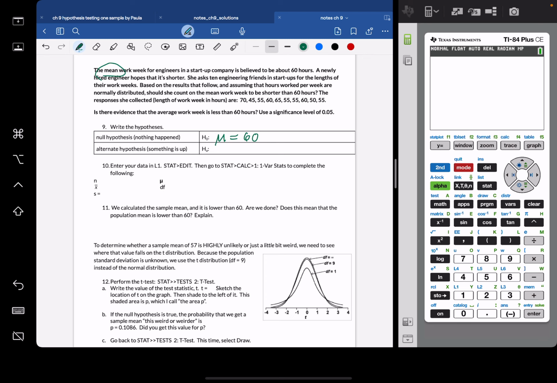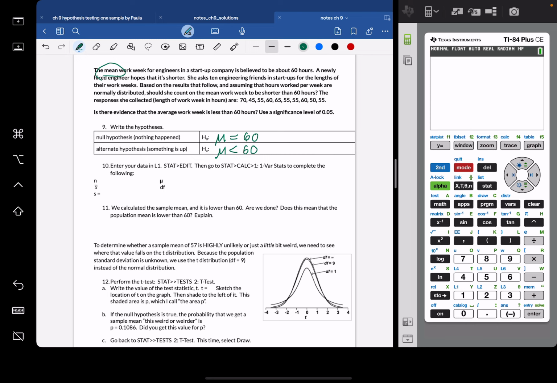She asks 10 engineering friends for the lengths of their work weeks. Based on the results that follow, and assuming that hours worked per week are normally distributed, should she count on the mean work week to be shorter than 60 hours? That would be our alternate hypothesis. Mu is lower than 60.